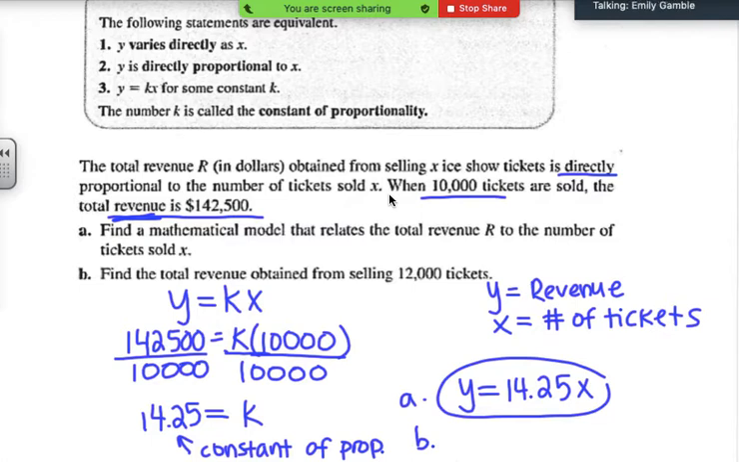So we're going to multiply it by the 14.25 to figure out what y is equal to when x is equal to 12,000, which will basically tell us how much money we're going to be getting when we sell 12,000 tickets. So go ahead, use your calculators and solve that.